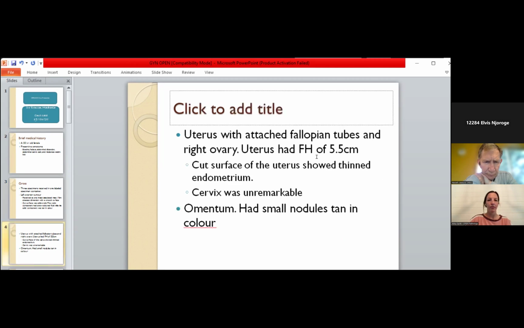Then the other specimen within the container was the uterus with both fallopian tubes and the right ovary. The right ovary was about 2 to 3 centimeters. On cut surface, it was not homogeneous. It was heterogeneous, with almost small nodules within it. However, the uterus didn't show any remarkable pathology, neither did the cervix. Then we also received in the same container an omentum, and the omentum had small nodules, tan in color. The largest was about 8 millimeters.